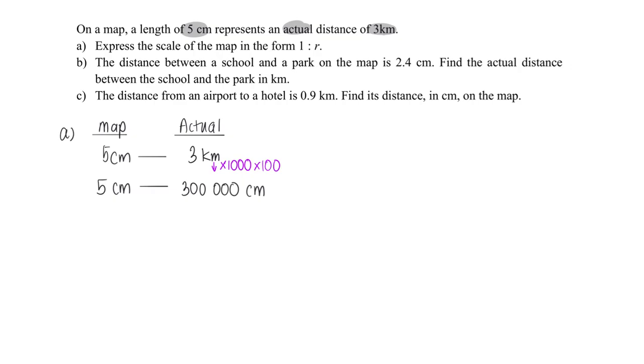And after which, to get the scale, I will need to know 1 cm is how many cm in the actual ground, which means I will need to divide by 5 on both sides of this particular proportion, and that will give me 60,000 cm. So the map scale that is required is equal to 1:60,000.